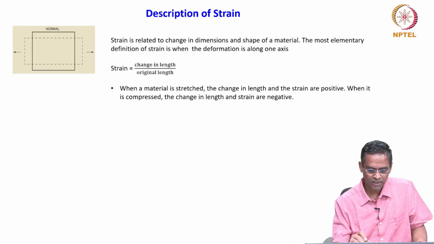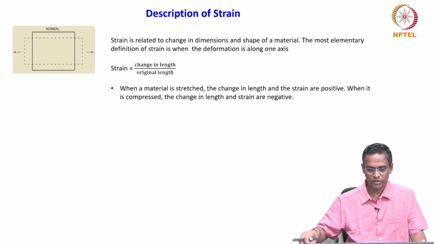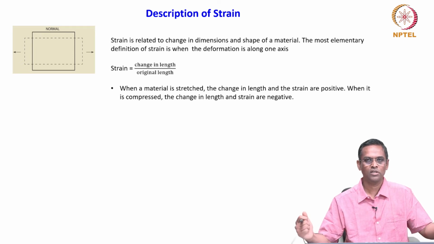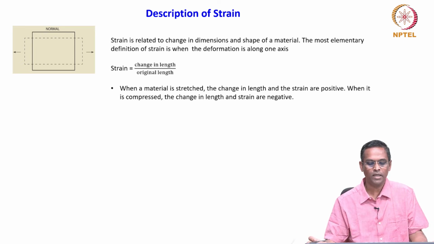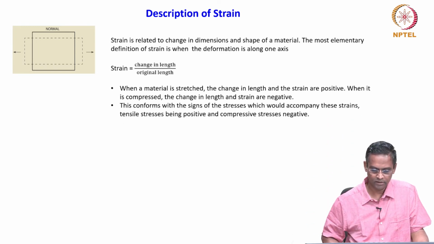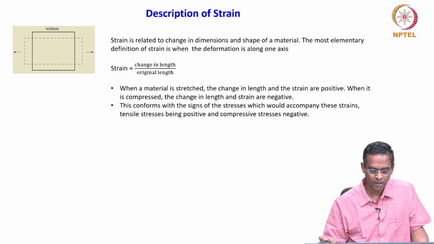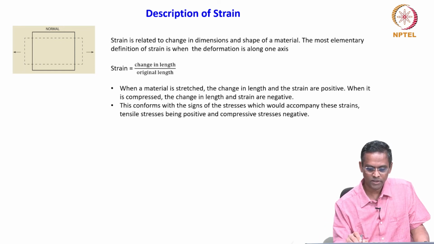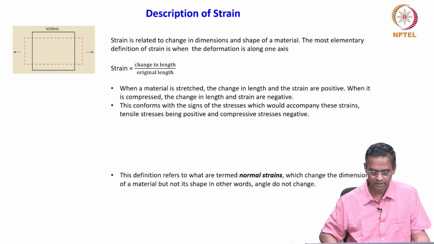So, when a material is stretched, the change in length and the strain are positive. When it is compressed, the change in length and the strain are negative. When you say change in length, it could be uniaxial tension or compression. Both operations involve a change in the shape, right? So, it could be a positive strain or a negative strain. This conforms with the signs of stresses which accompany these strains: tensile stresses are positive and compressive stresses are negative. This is the conventional way of putting it.